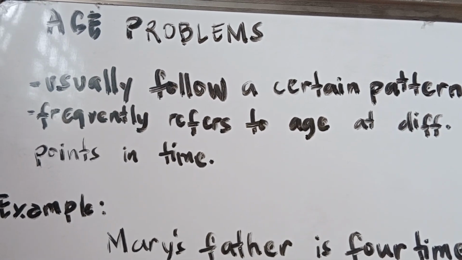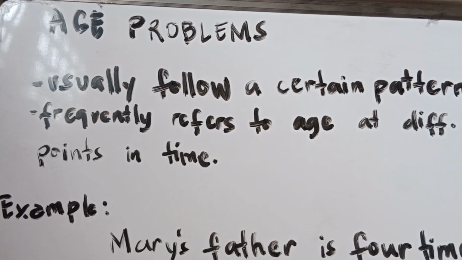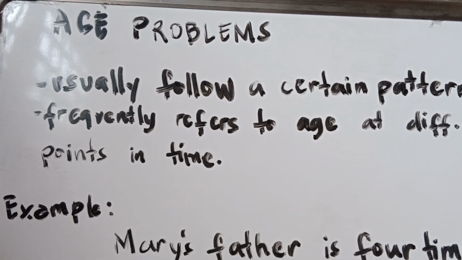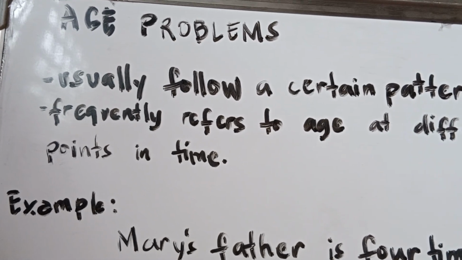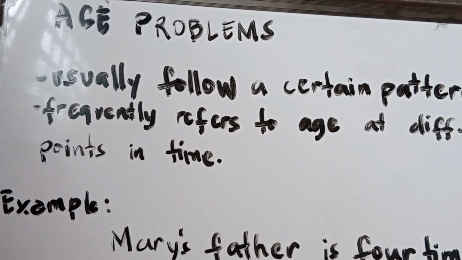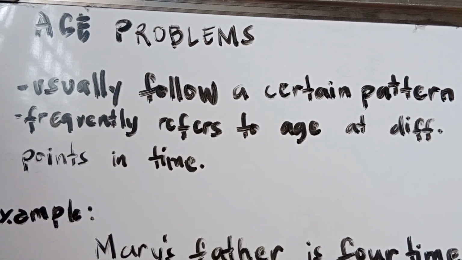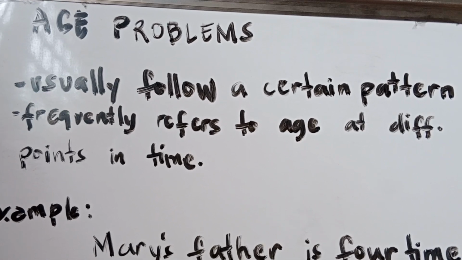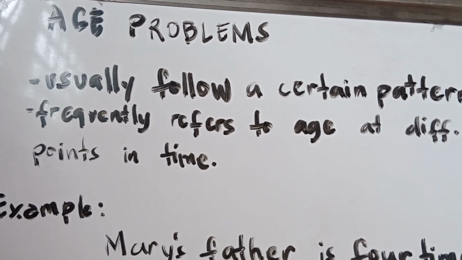So they can refer to points in time in the past. Then you will have to subtract. If you represent it with x, then x will be subtracted by n, so x minus n. And if you speak about the future, then you will have to add to x. Then you can represent it with x plus n.